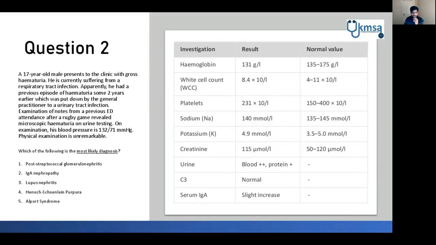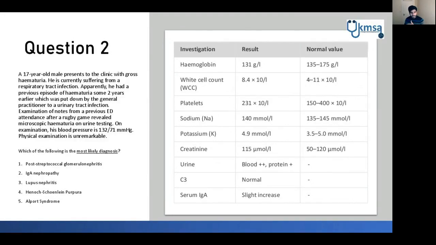But I suppose the big question here was post-strep glomerulonephritis versus IgA? We know it's not post-strep because he's still currently suffering from the infection. With post-strep, you'd expect him to get better, and then all of a sudden get this 2 to 3 weeks later. And often with PSGN, you may expect to see some renal impairment as well, not if it's a mild form.